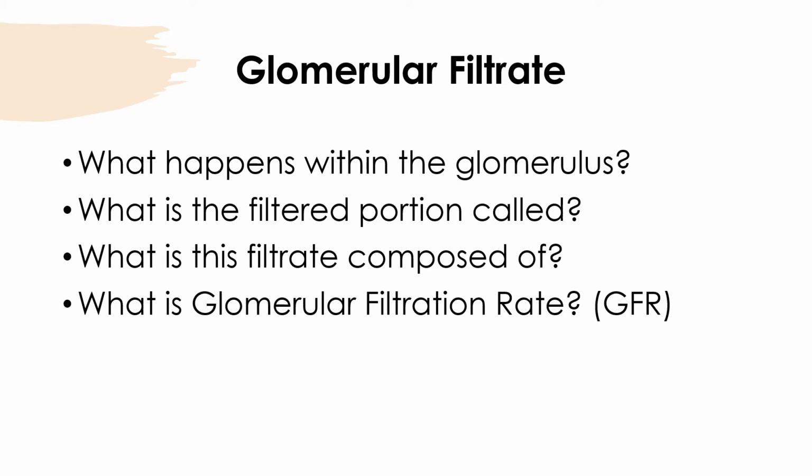So glomerular filtrate. What happens within the glomerulus? We know that the glomerulus sits within the Bowman's capsule. We saw a picture of that. And there's a collection of about 50 capillaries. So urine formation begins and blood is filtered within the glomerulus. And what is the filtered portion called? Glomerular filtrate.